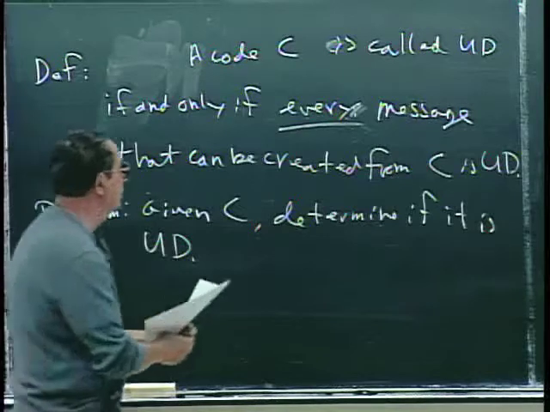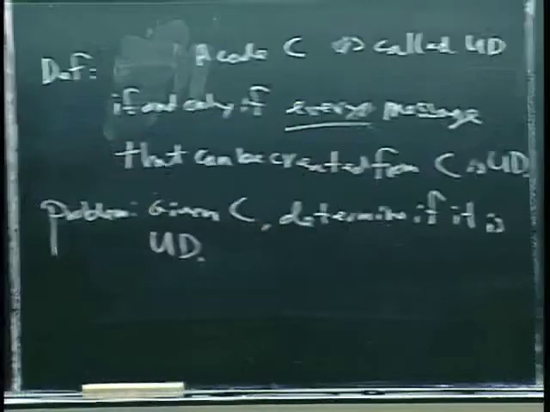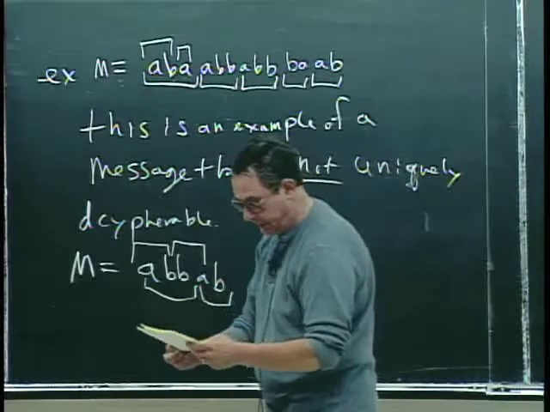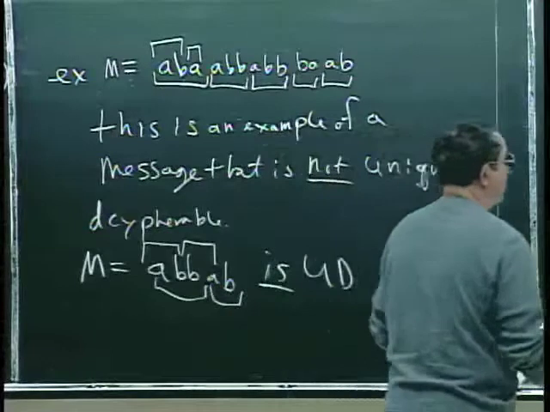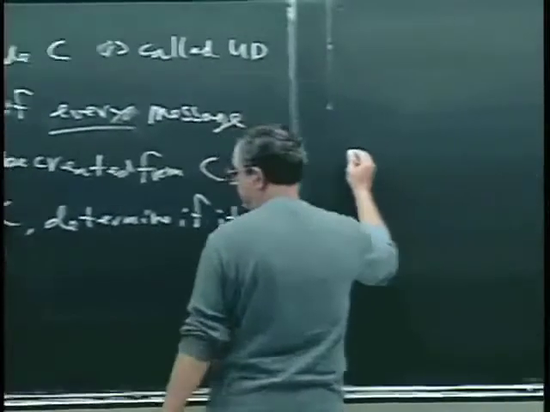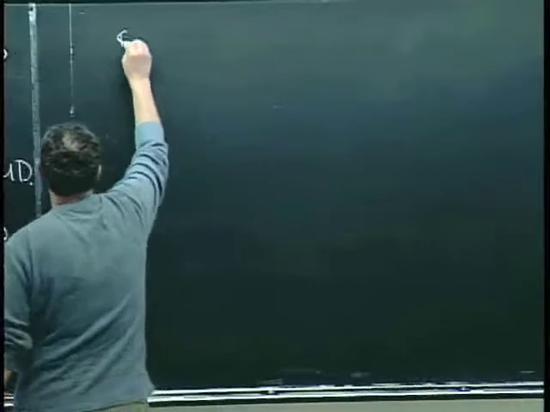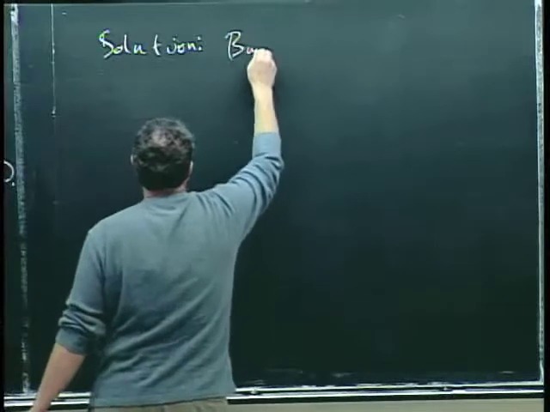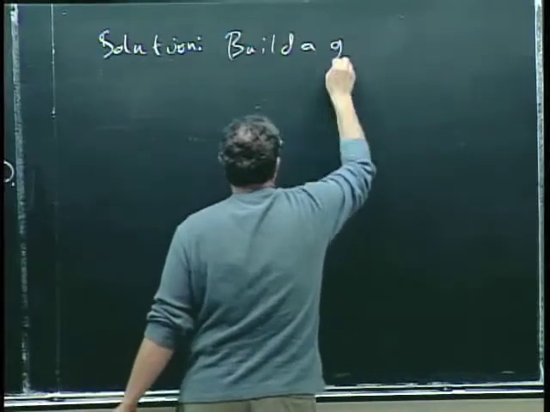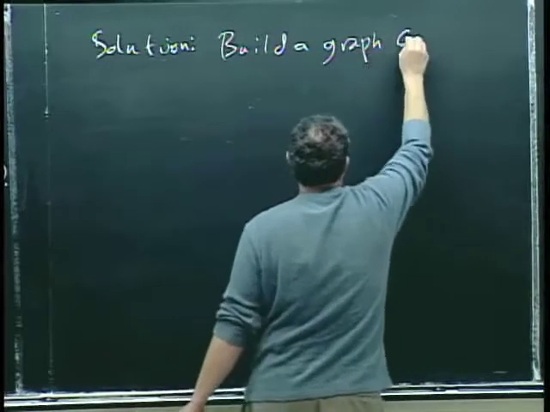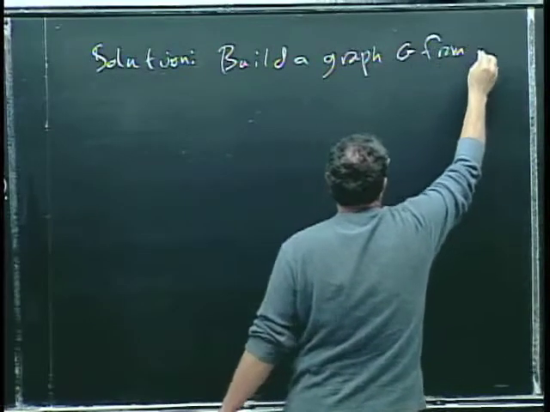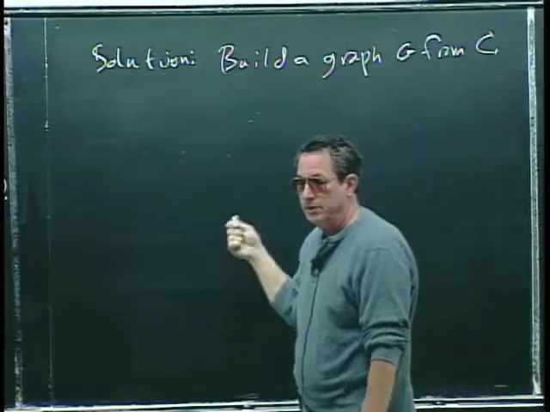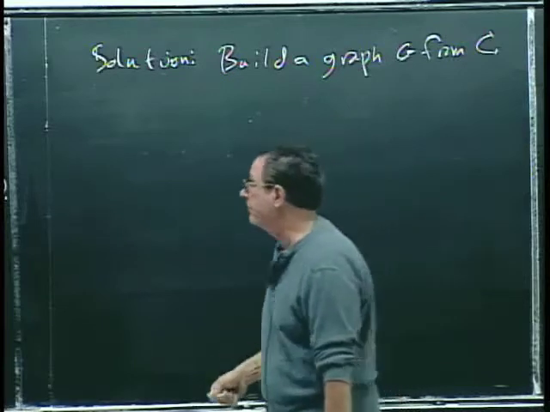Okay, so this is something that really should use an example. These do get a little bit messy, but so here's the solution. First thing is to build a graph G from the code and all of its code words. And so when we build a graph, I have to tell you what are the nodes and what are the edges.